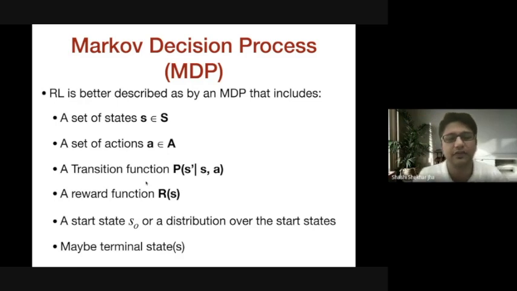And then there is a reward function. Again, we are assuming, as I told you, the reward function is given. It is part of the model. So all these, state, action, transition function, reward, are already given to you. And then you have to formulate the reinforcement learning problem and solve it. So what is the problem? We'll discuss. Then there may exist a start state or a distribution over the start state.